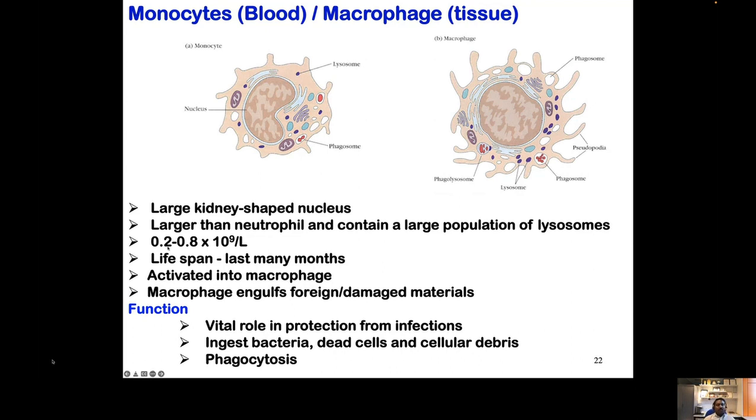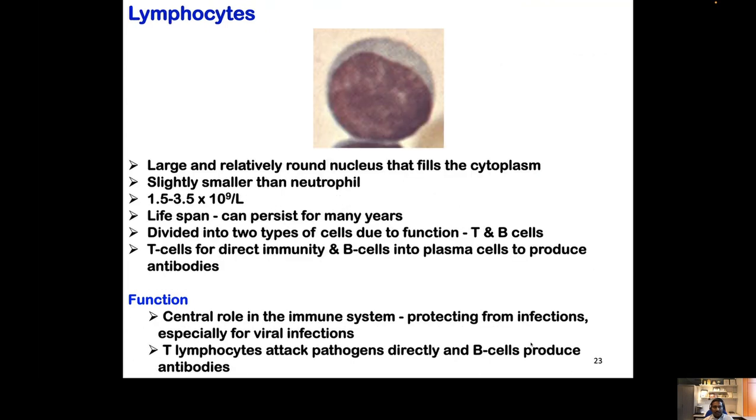The population of these cells is very low, around 0.2 to 0.8 times 10 to the 9 cells per liter of blood. The lifespan of these cells will be several months because they will circulate until they get a job, and therefore they can circulate for a long time. When they get activated in the tissues, they become macrophages. Macrophages will engulf foreign and damaged materials. Again, it plays a vital role in protection from infection, and it will eat bacteria, red blood cells, dead cells, and cellular debris. So the main role here is phagocytosis.